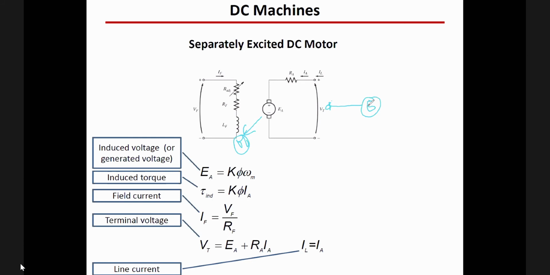What type of equations do we have in this circuit? Similar to what we discussed before. EA equals K flux omega. We know that we can replace the flux with IF. Torque equals K flux IA. Again, similarly, we can replace the flux with IF. IF is VF over RF, so this is just Ohm's law in this circuit. And VT is equal to EA plus IA RA. So VT is this voltage plus the voltage drop here. And of course, the current is usually written as IL, indicating load, or IT, terminal. Both are okay. It's the same as the armature current. Sorry, line current. I said load current, line current.